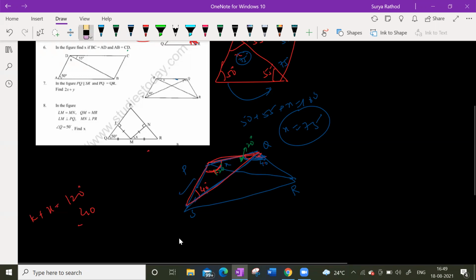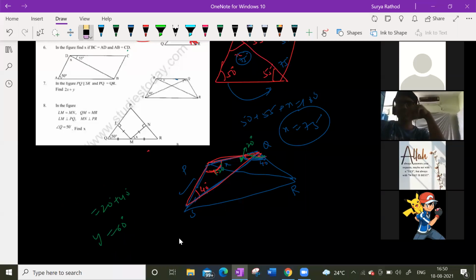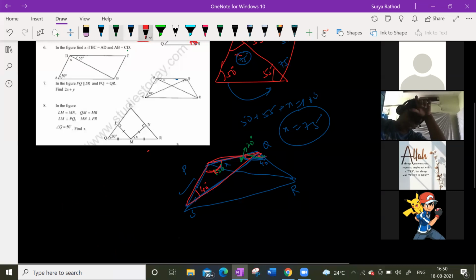So now what did I get here? Total x will be 120 degrees. And total y will be what? This is fully y. Y is what? 20 plus 40, which gives me 60. So how do you know that that side of the V is 20 degrees? By using, like, trial and error. If I take it, so that is the possibility.